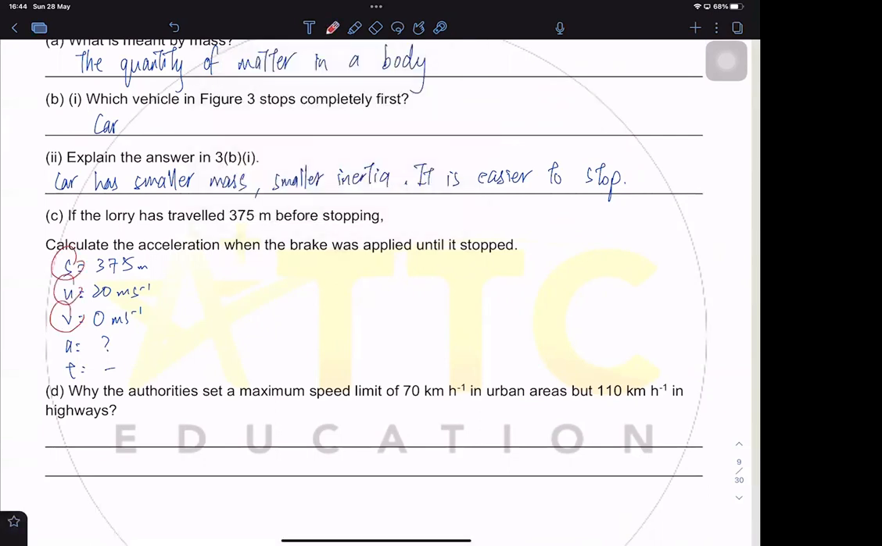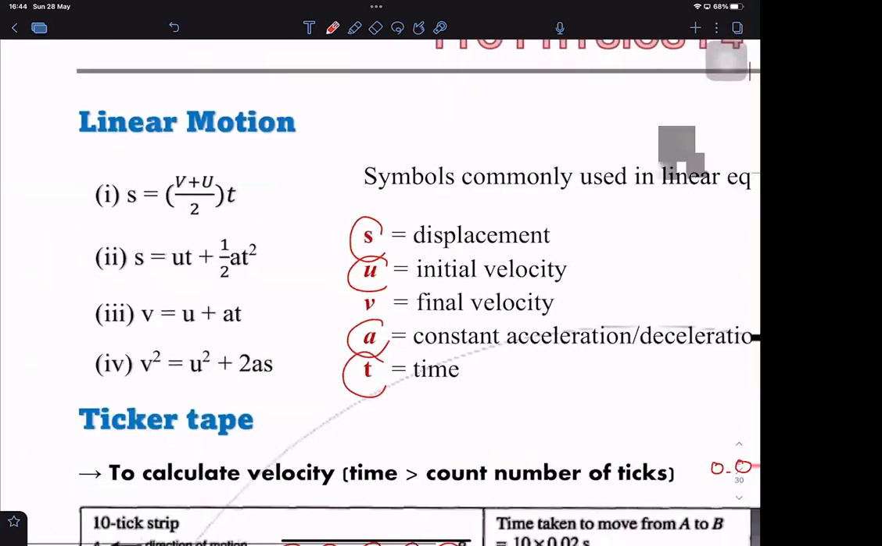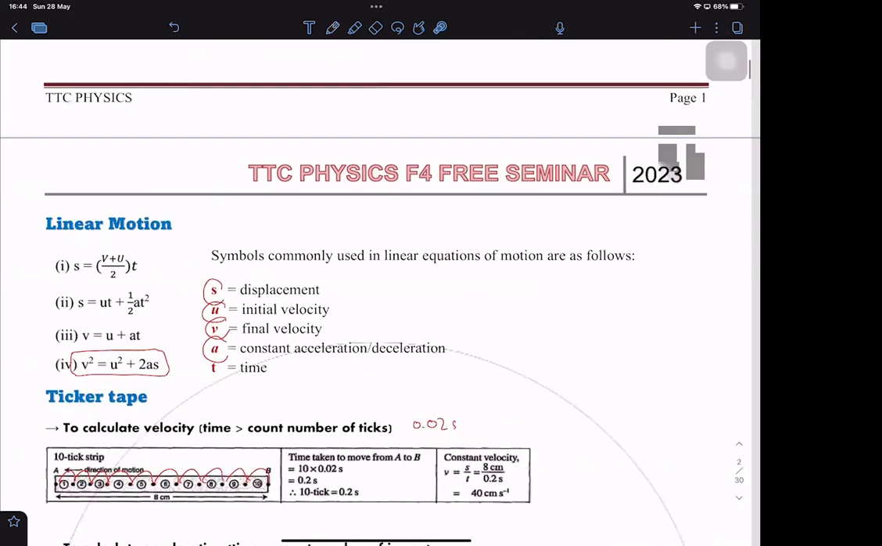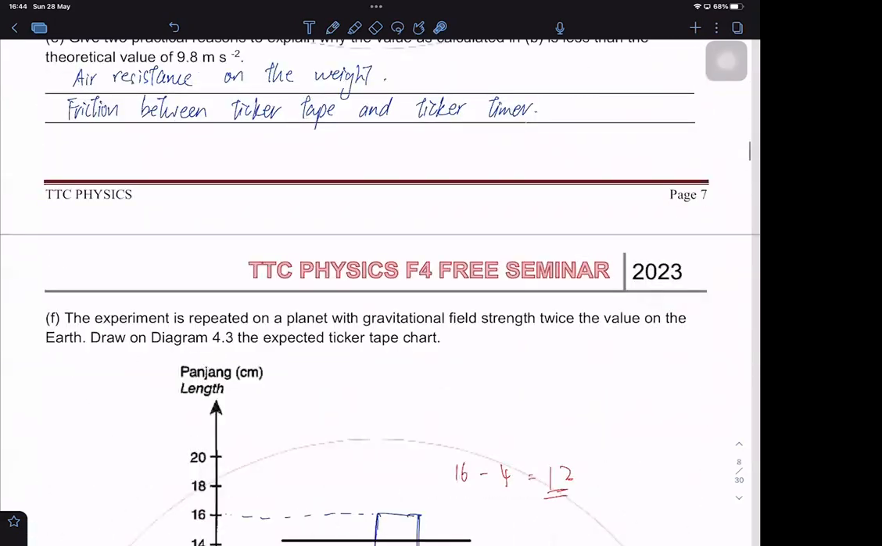So now I have S, U, V, and I'm trying to find A. So I need an equation that has S, U, V, and A. Back here, which one has S, U, V, and A only? You can see this one has S, U, V, A, no need for T. So let's write this equation down: V squared equals U squared plus 2AS.